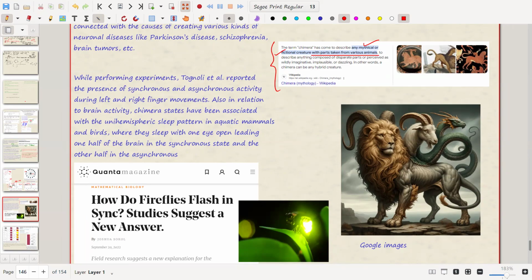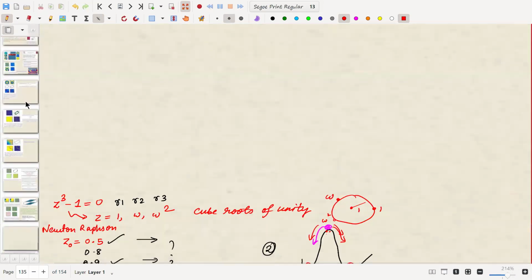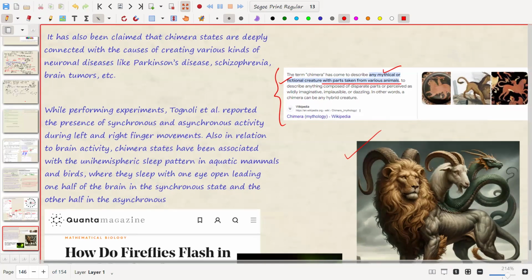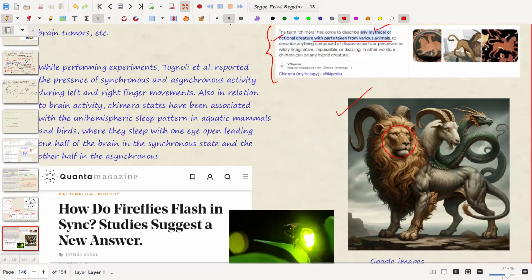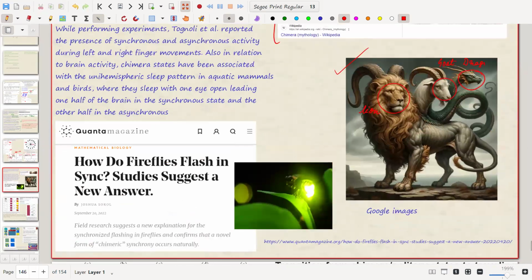Therefore, a chimera in dynamical systems also means that there is a coexistence of synchronous and asynchronous nodes. From this picture, you can see a lion, a goat, and a dragon. You can see these three parts are together, and it's actually from Greek mythology. So this is what is known as a chimera state. This is a chimera.